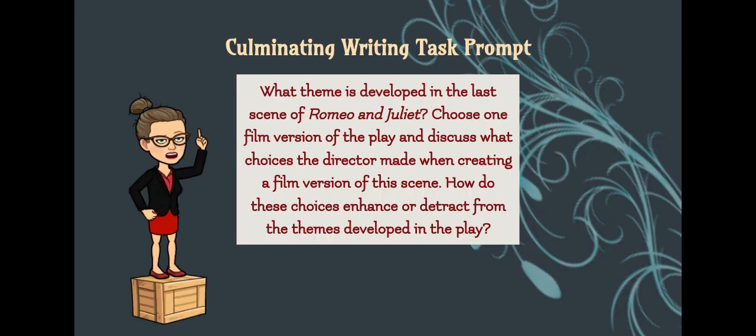Here is that culminating writing task prompt. What theme is developed in the last scene of Romeo and Juliet? Choose one film version of the play and discuss what choices the director made when creating a film version of this scene. How do these choices enhance or detract from the themes developed in the play?